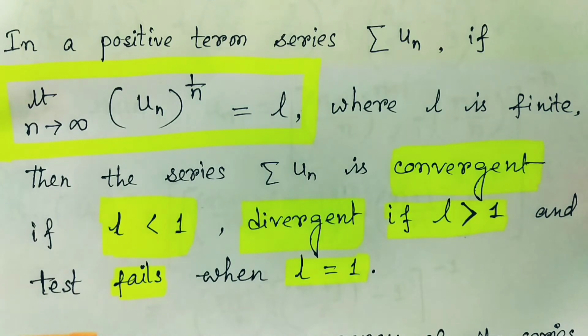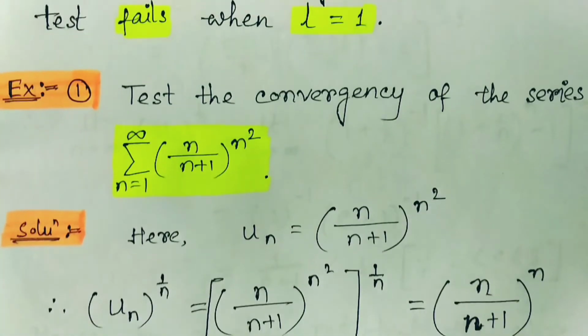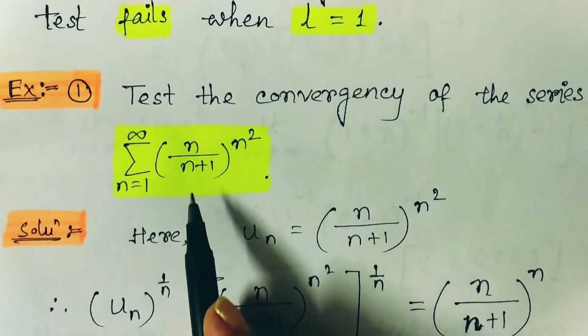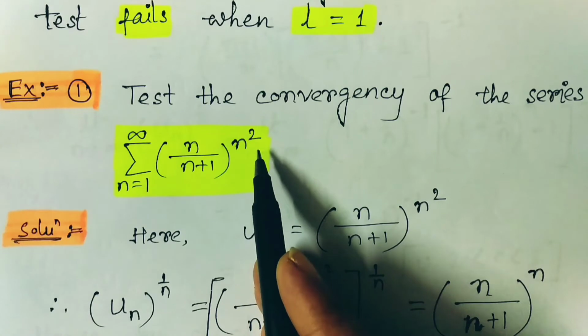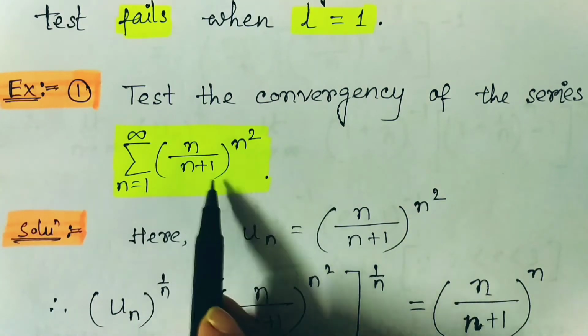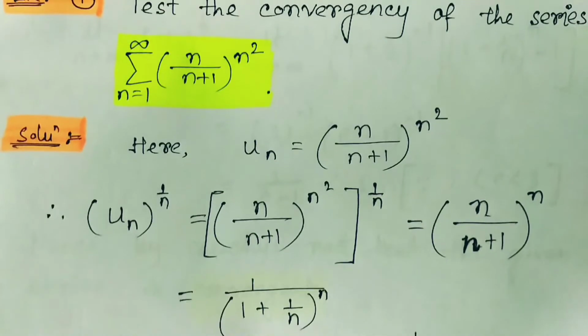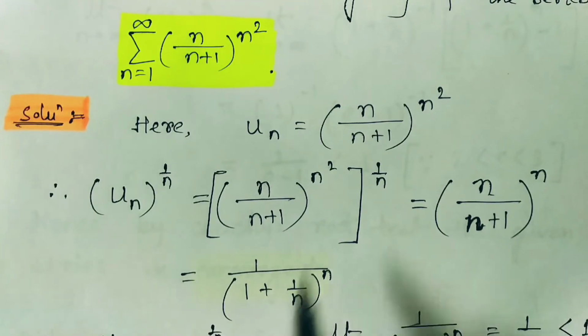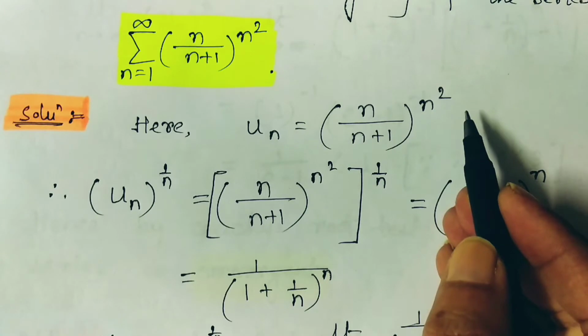So let us validate this one with some examples. The first example is given here. Test the convergence of the series summation n divided by n plus 1, whole to the power of n square. If any function of this kind, where the entire function is in the power of n, then we apply this Cauchy's root test. So now here un is what? Un is n divided by n plus 1 to the power of n square.